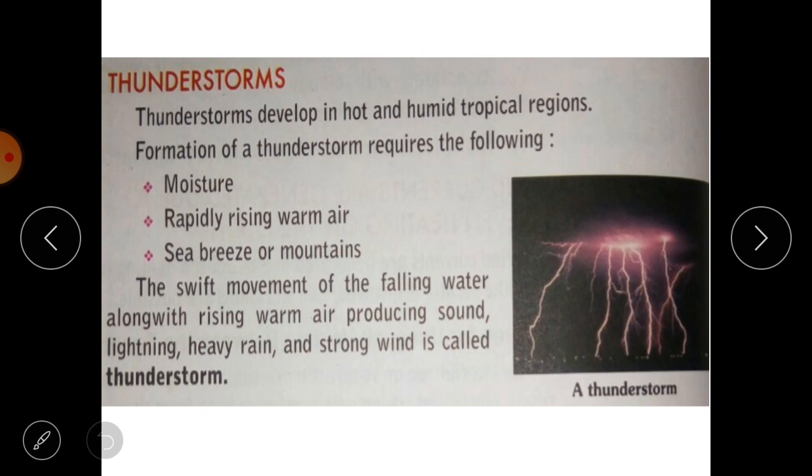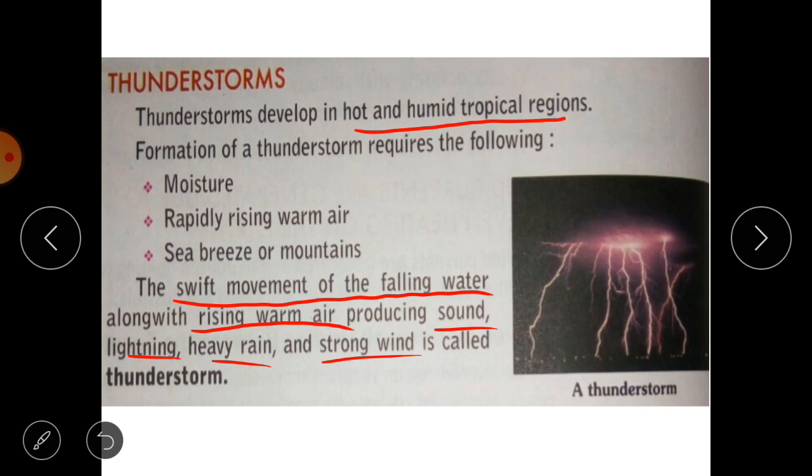A thunderstorm is the swift movement of the falling water along with rising warm air. Swift means very quick or very fast. This quick movement of the falling water along with rising warm air produces sound, lightning, heavy rain and strong winds. See what happens. The high temperatures in the hot, humid and tropical regions.